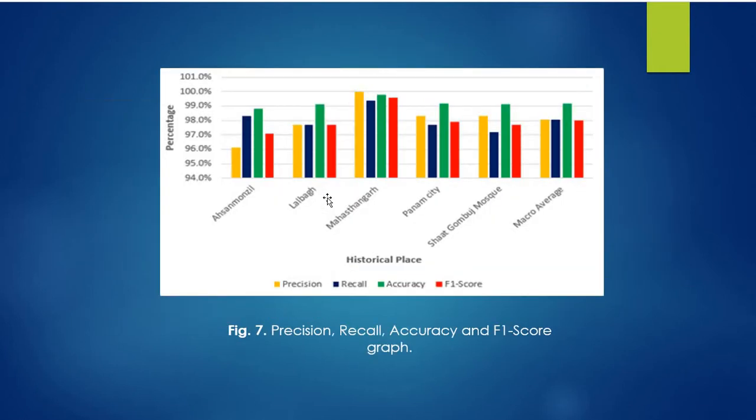Let's come to this bar chart. Here we have given the bar chart for our 5 classes showing the precision, recall, accuracy and F1 score. This indicates that our MobileNet model has really worked well on our whole dataset.